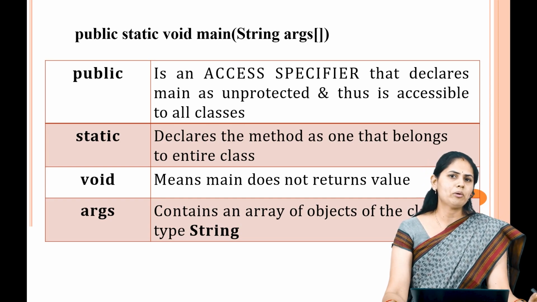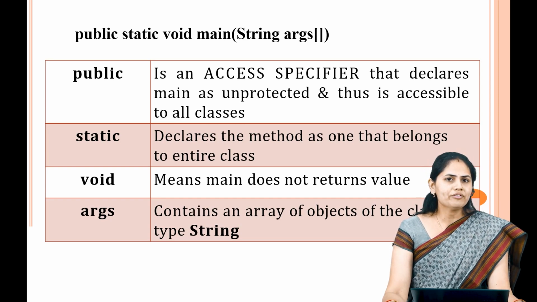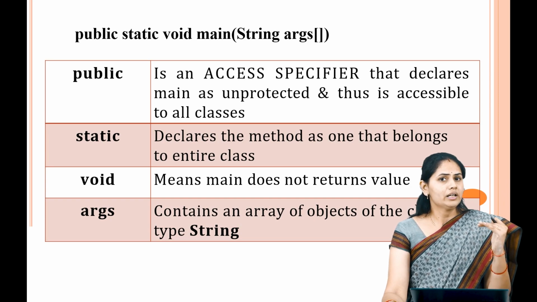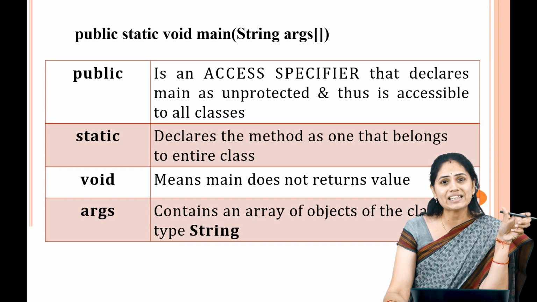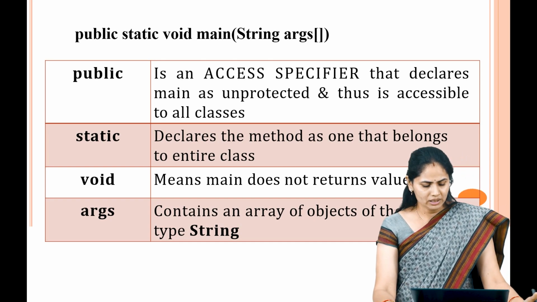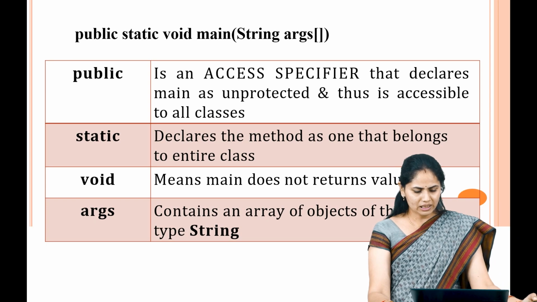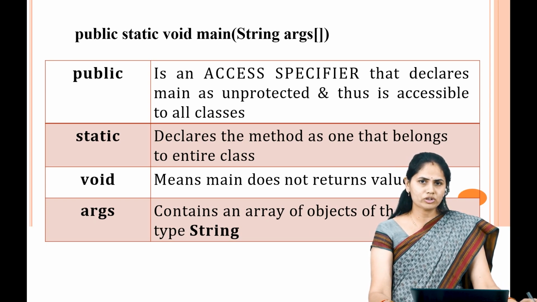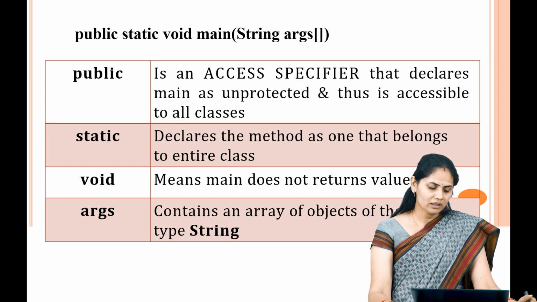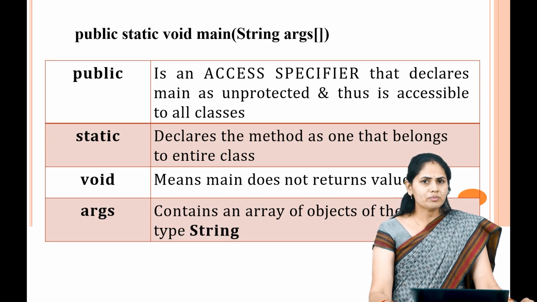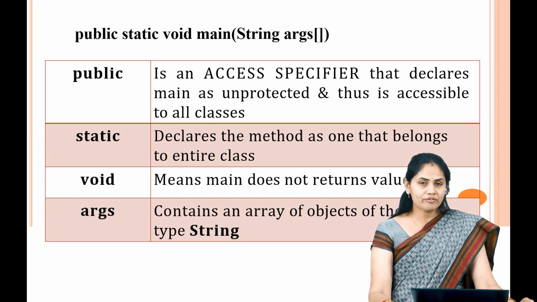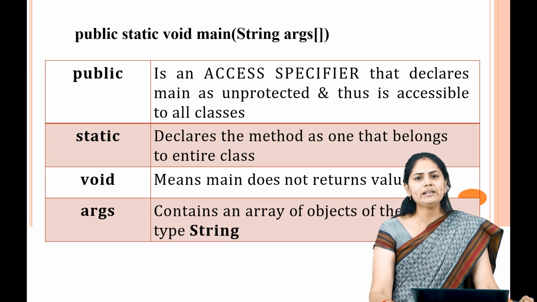One important thing about static is that if in our program we have more than one class, a class which contains this main function does not require an object. You know why? Because we are using this static keyword here. So static simply declares that this method belongs to the entire class. Void. It is a return type. Void means this main function does not return any value.